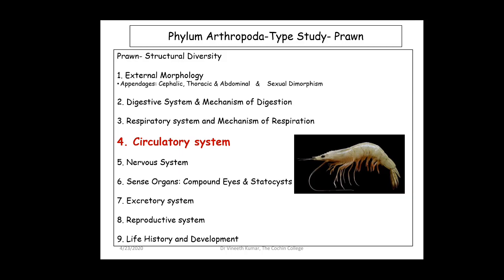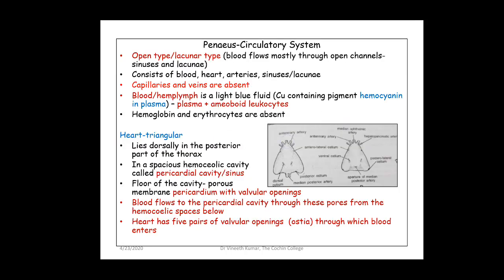Welcome to the fourth session of Prawn Structural Diversity, the circulatory system. The circulatory system of Penaeus is an open type or a lacuna type of circulatory system. Means the blood, most of the time, flows through open channels called sinuses or lacunae. These sinuses or lacunae are nothing but open spaces seen in their body.